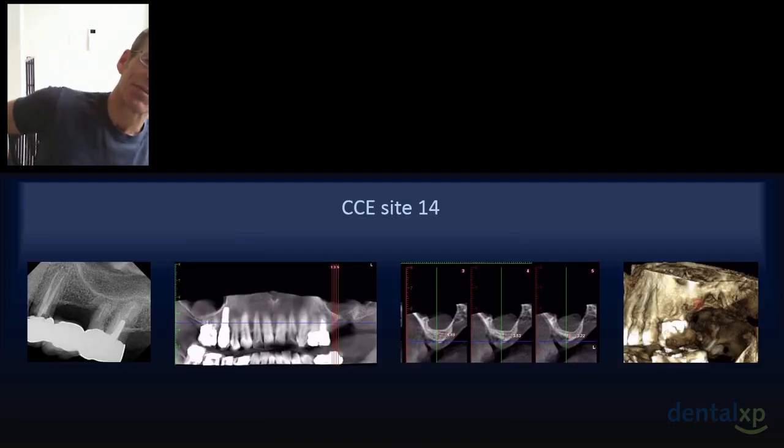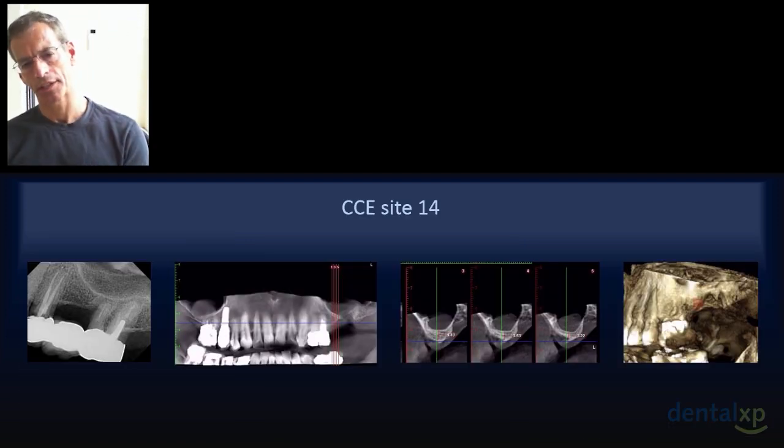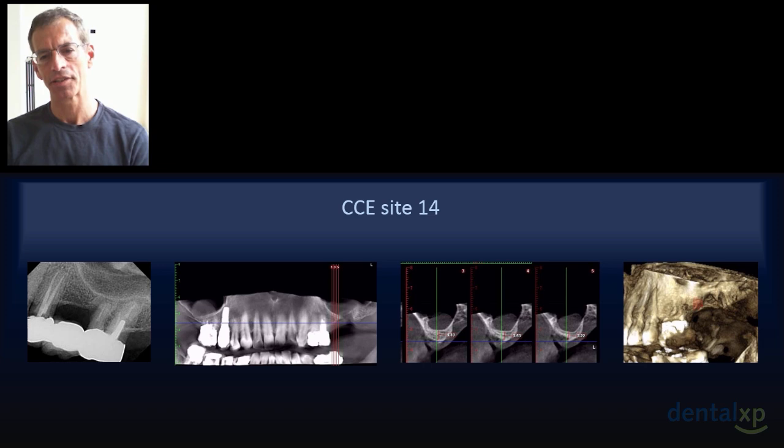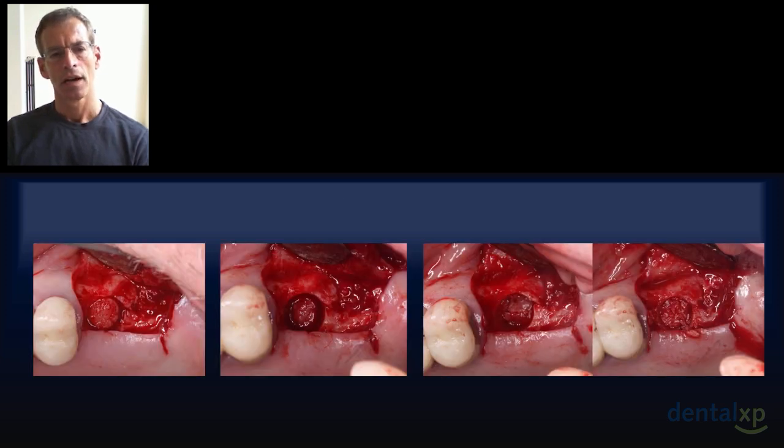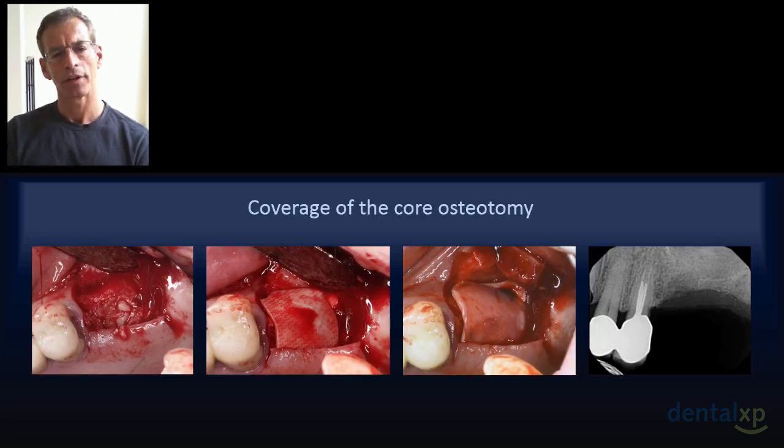But crestal core elevation might not always be so predictable. Here is a patient where a bridge on the upper left has failed. Tooth number 15 is extracted. The patient is solely interested in replacing number 14. He has 3 to 4 millimeters of subantral bone. I create a 6 millimeter core, apically displace that core, graft it with platelet-rich fibrin and bovine bone mineral, cover it with a combination of collagen and platelet-rich fibrin membranes.